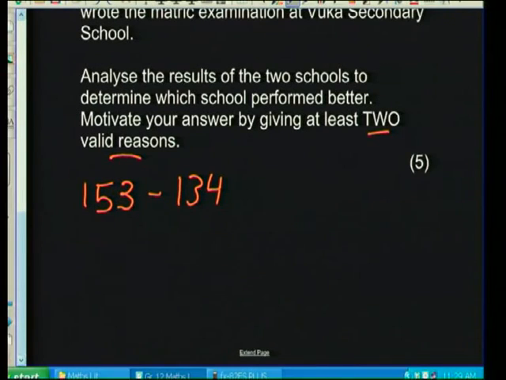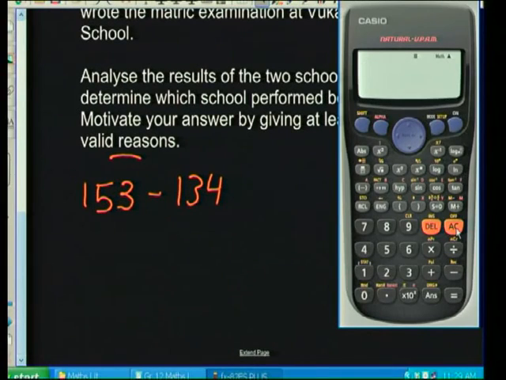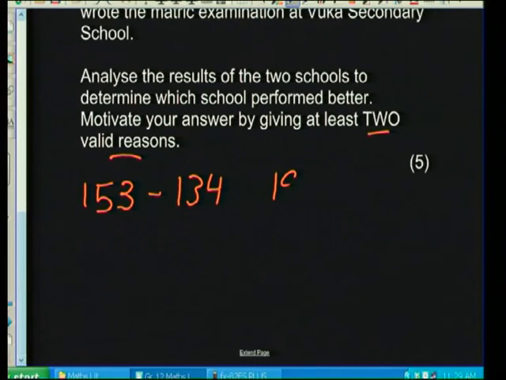So let us work out the number of people that failed, and I see that it is 19. So in this case, I have 19 learners that failed, and this is Vuka, so don't forget to add that. 19 learners failed.